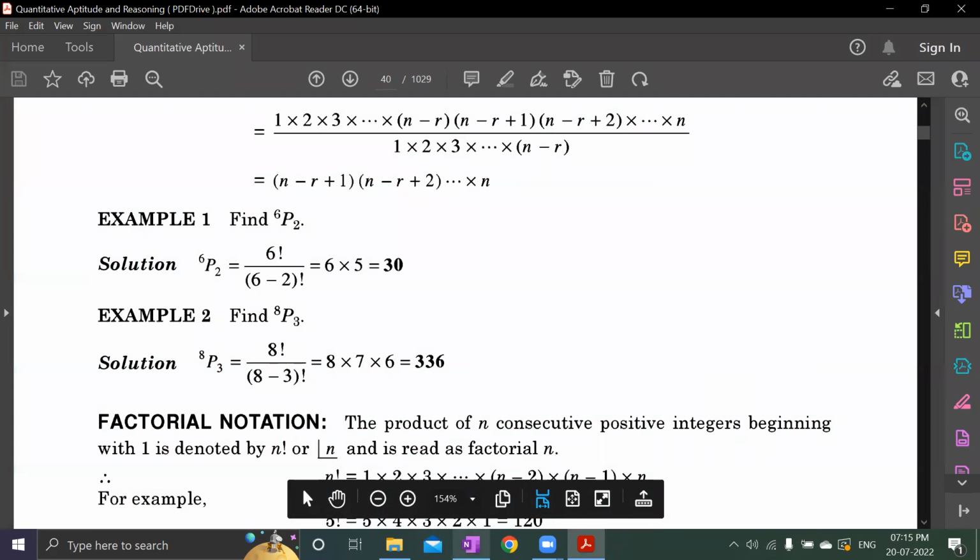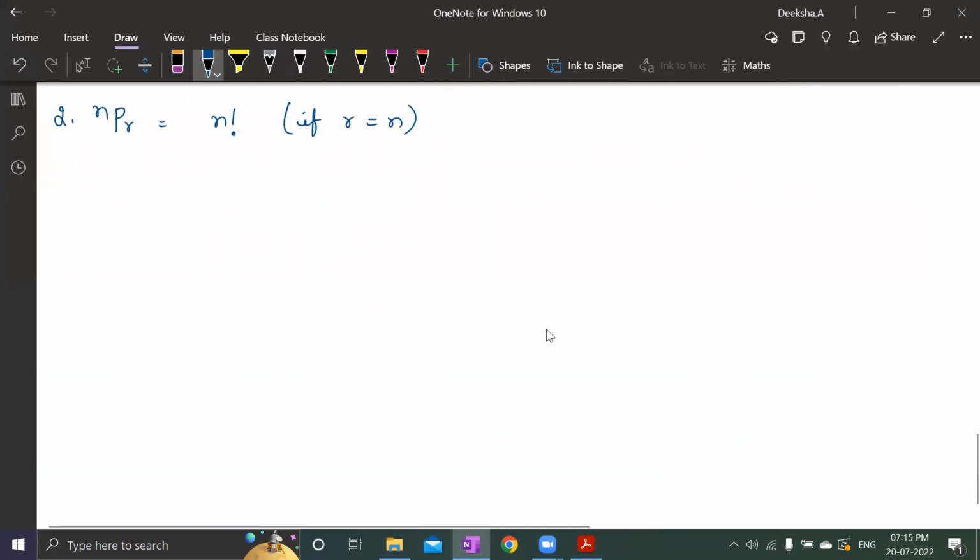Okay, let's directly write this. Leave that one full page and then write in the next page. Solve this one. Find 6P2 and then 8P3. Just individually, these two answers you find, not multiply them or anything.